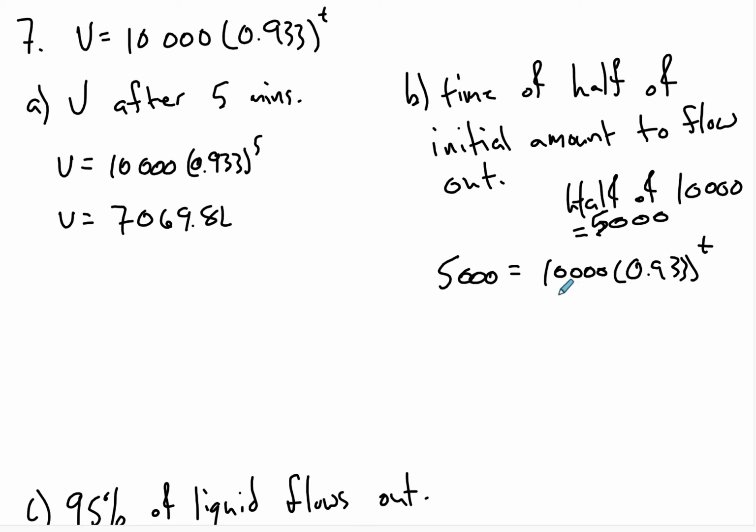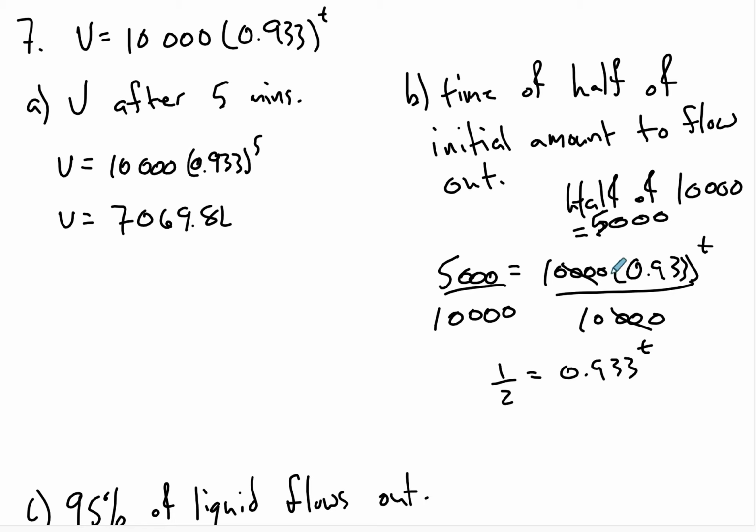Here I want to do some tidying up, so I'm going to divide both sides by 10,000 to make this algebra a little bit easier for me. I'll cross out my 10,000s, leaving me with 1/2 is equal to 0.933 to the power of t. With our problem solving before, we used to go through the process of graphing this and trying to find the intersection point, but in reality now we can take the log of both sides, so the log of 1/2 is equal to the log of 0.933 to the power of t.